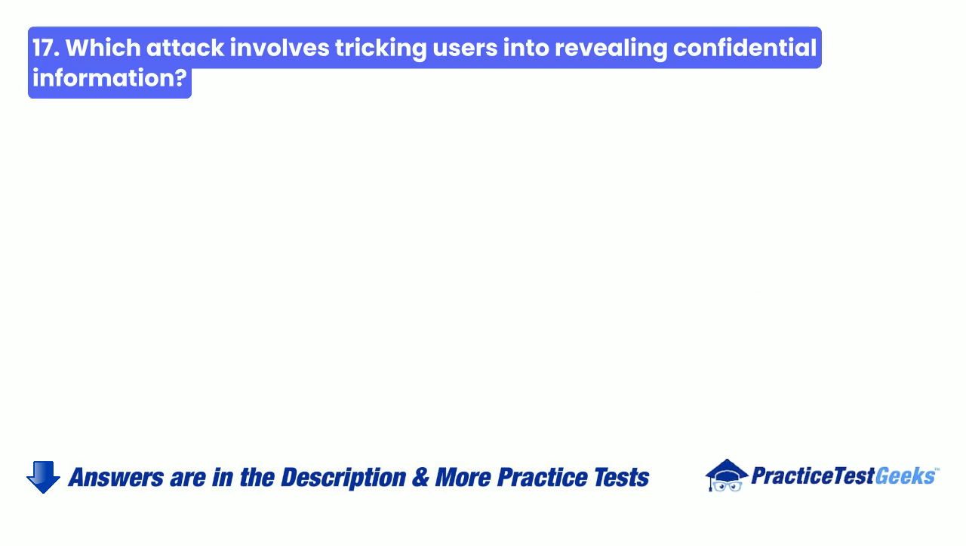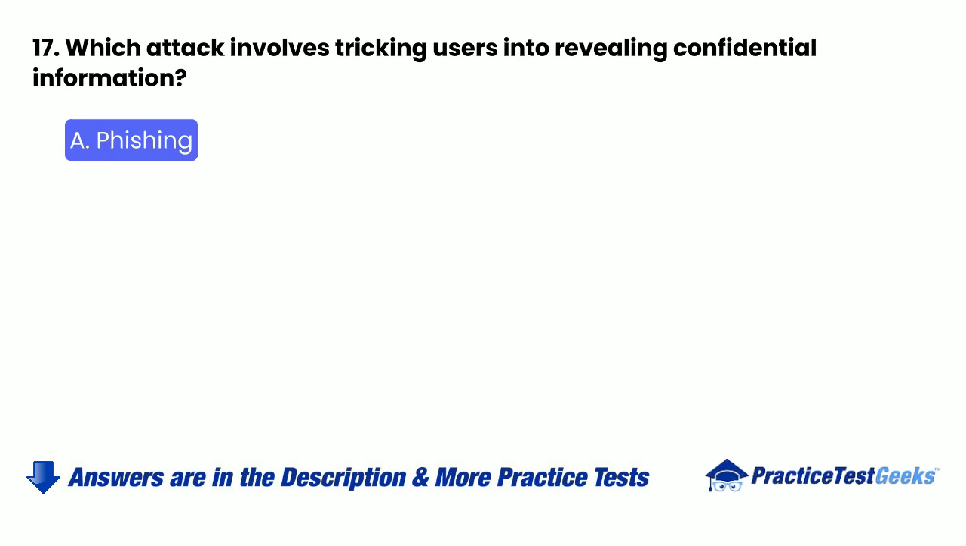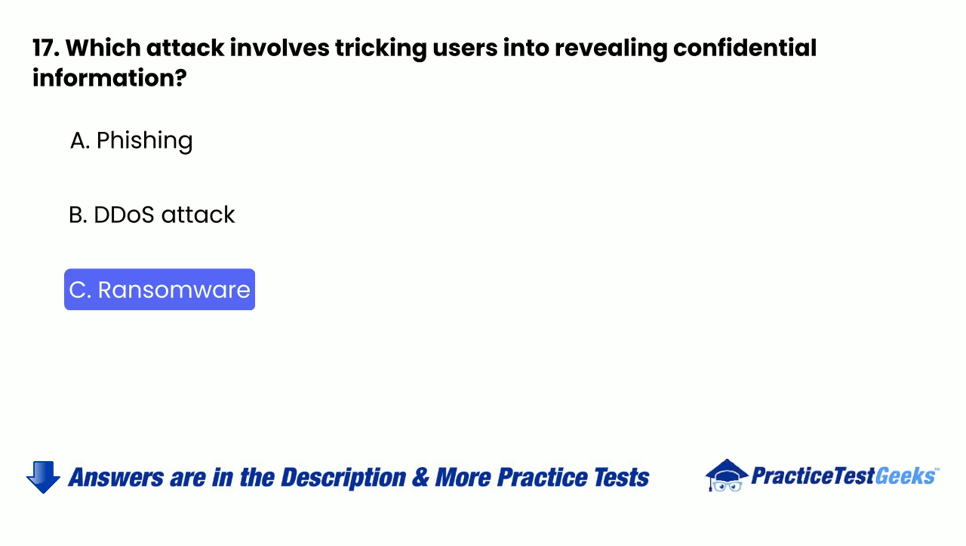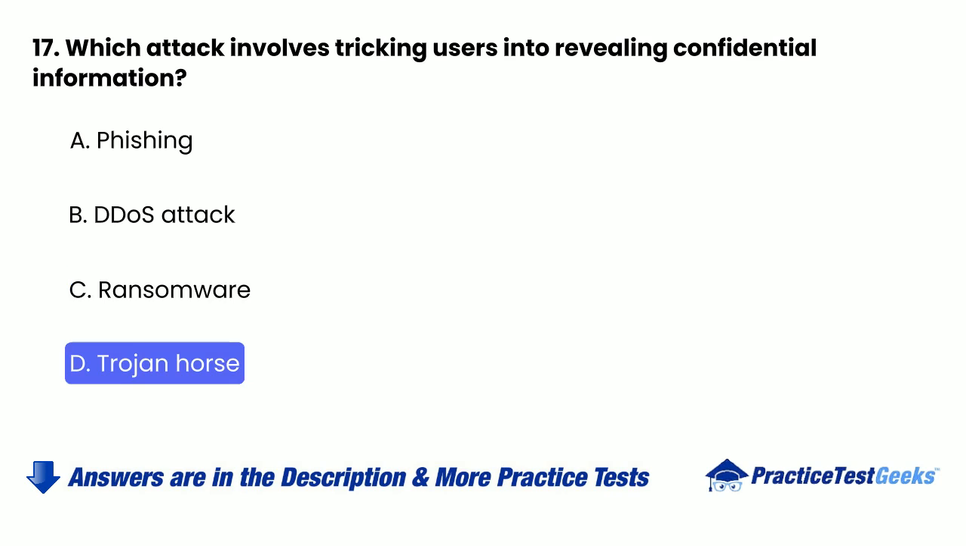17. Which attack involves tricking users into revealing confidential information? A. Phishing. B. DDoS attack. C. Ransomware. D. Trojan horse.